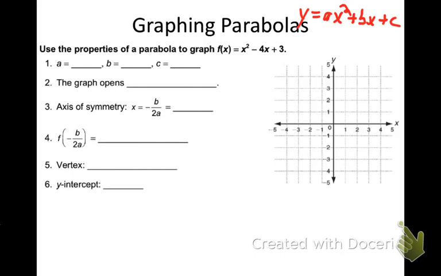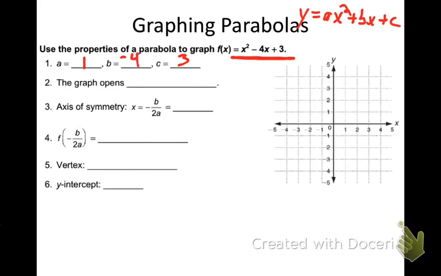Pat, it looks like you're doing a great job already. What is a? As I look at this quadratic right here, what is the value of a, sir? It is 1, because there's an invisible 1. It's like saying 1x squared. What is the value of b, sir? Negative 4. And the value of c, sir? 3. Nice job. So right there, we just identified a, b, and c.